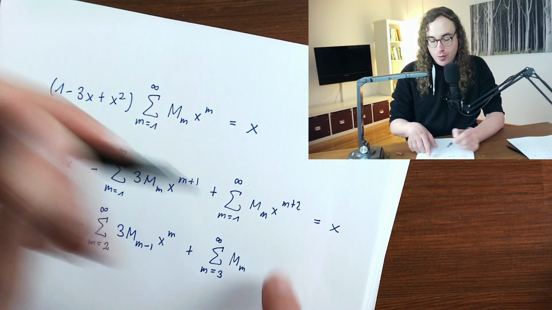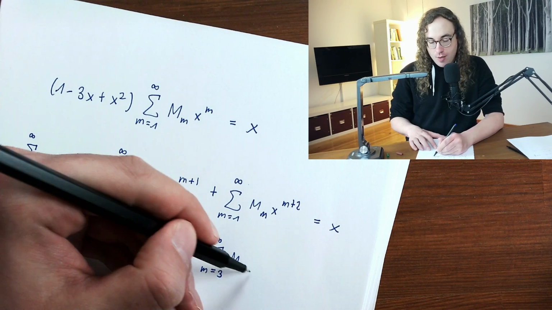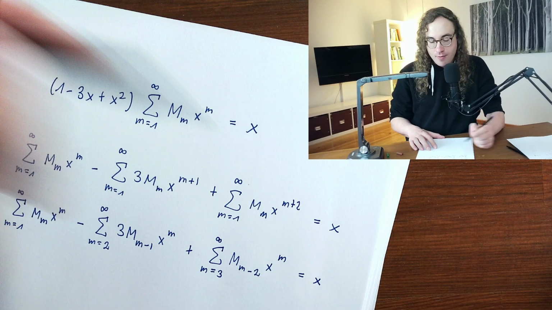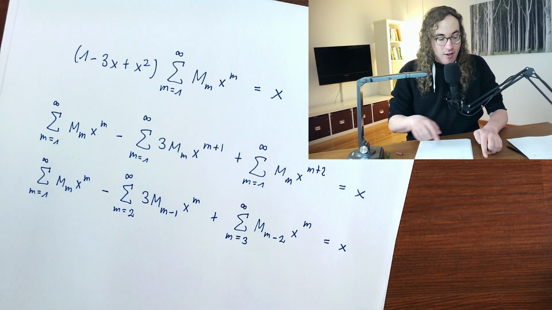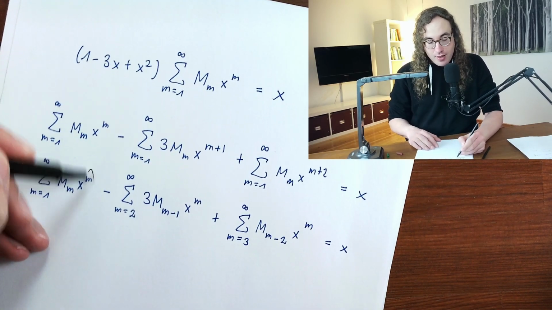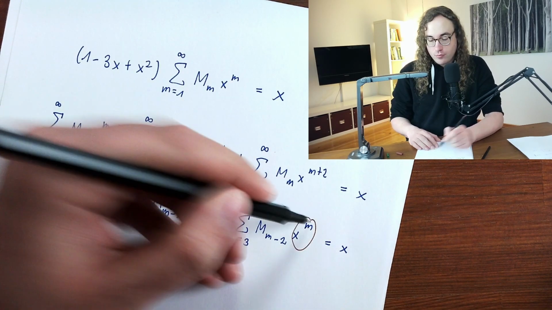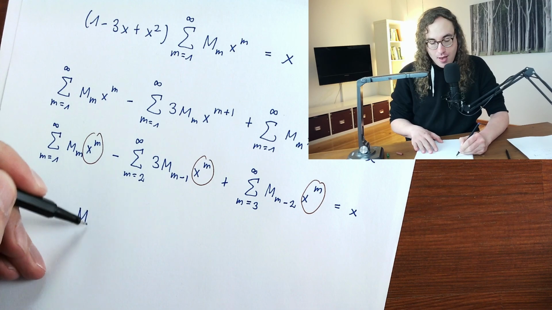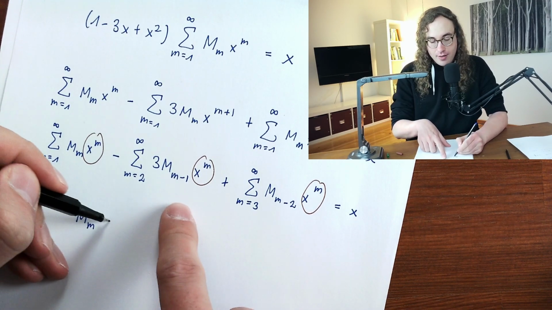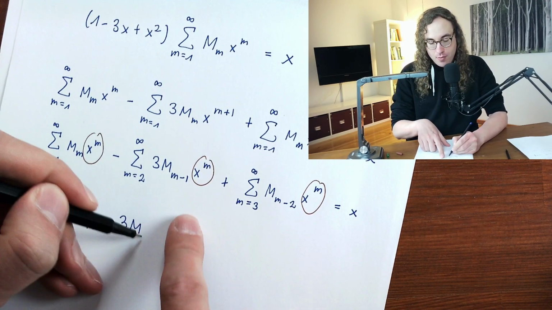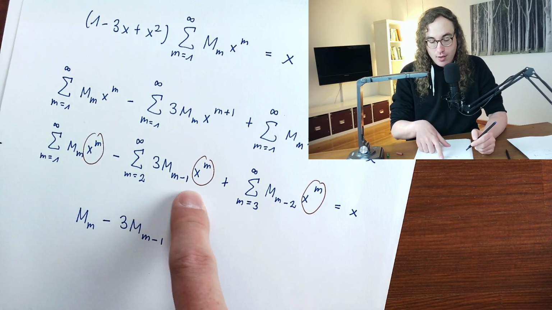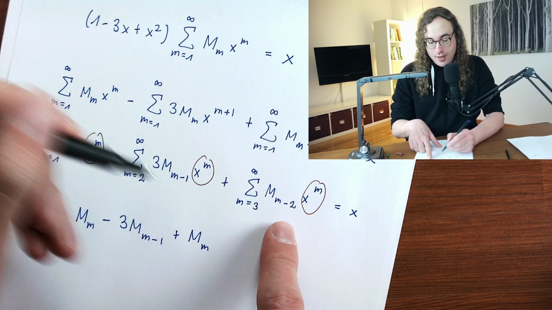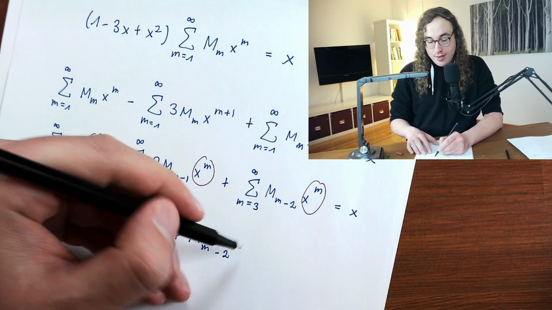So I need to replace m by m minus 2. So m by m minus 2, x to the m is the same as x. Okay, and now I have 3 times exactly the same term, so I can collect these. So what I really get is that the coefficient of x to the m, which is m lowercase m minus 3 times m minus 1 plus capital M lowercase m minus 2, is the same thing as.